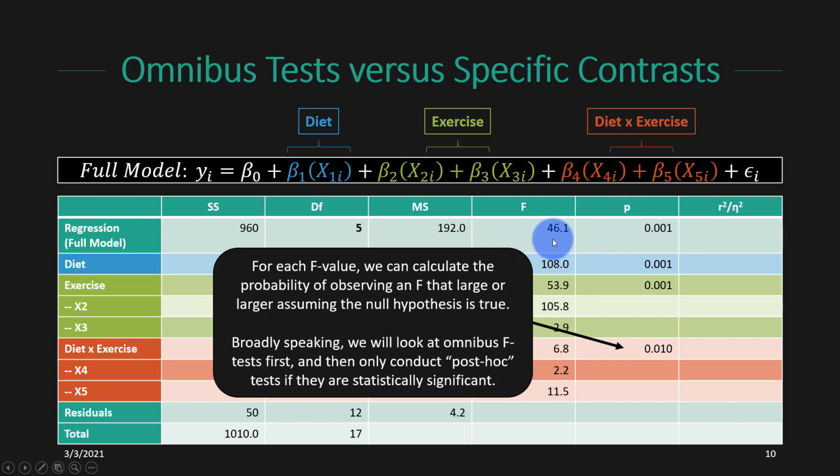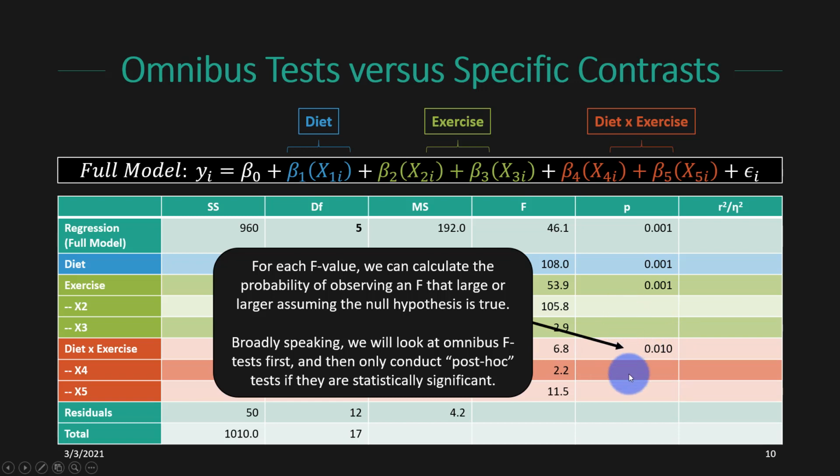But each of these statistical tests has a slightly different interpretation because the Omnibus F for the full model tells us how all the parameters are doing as a set. The Omnibus F for the main effects of diet and exercise tell us about how diet is doing on average across levels of exercise. Exercise tells us about exercise on average across levels of diet. And then the Omnibus F test for the interaction tells us, does the effect of diet depend on exercise? And it looks like we have some evidence that it does.